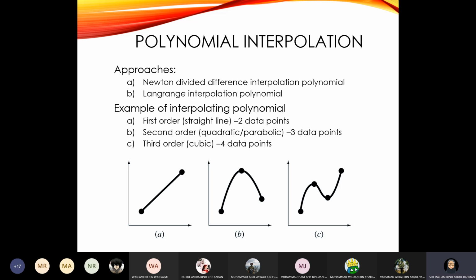So the two main approach that we're going to look at tadi, Newton dengan Lagrange. So these are the examples of interpolating polynomial. So kalau yang A ni, it's a straight line. So kita nampak if we want to do first order interpolation, maknanya kita buat straight line. Two data points je kita akan guna. So instead of the whole data, kita terus akan zoom to the two data yang kita nak tengok. So kita dapat one value in between.